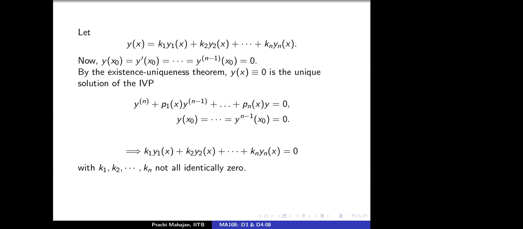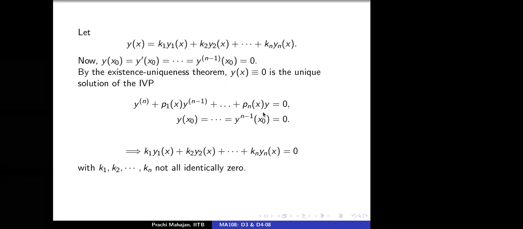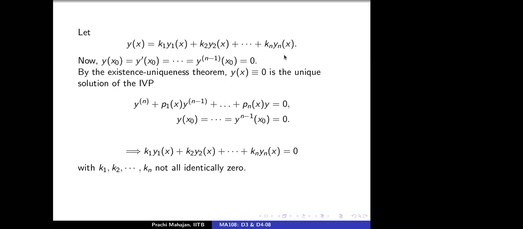Ma'am, how did you get that last line, k1 y1 plus and so on equal to 0? See, we cooked up this initial value problem, right? The y written in the first line on the slide is a solution of this initial value problem. That's one. Identically zero function is also a solution of this initial value problem. That's two. And three, the existence and uniqueness theorem for the initial value problem tells us that there is exactly one solution on the interval I. So that means that y must be identically zero on the interval I. And by the definition of y, y is defined like this, k1 y1 plus k2 y2 plus kn yn. Is that okay? Understood.